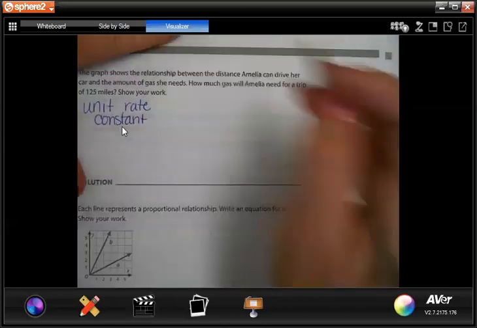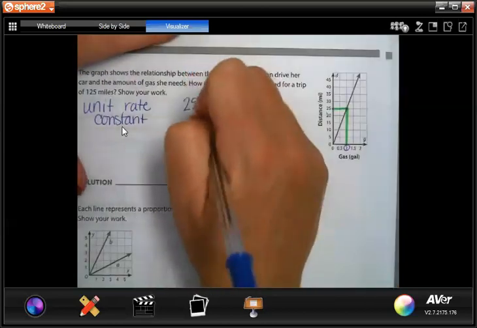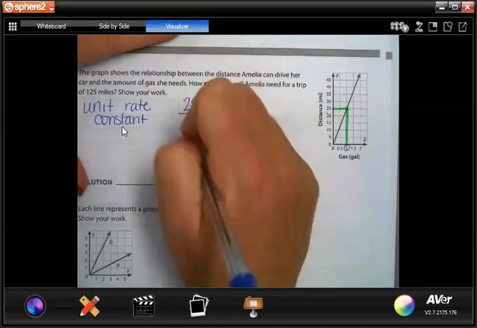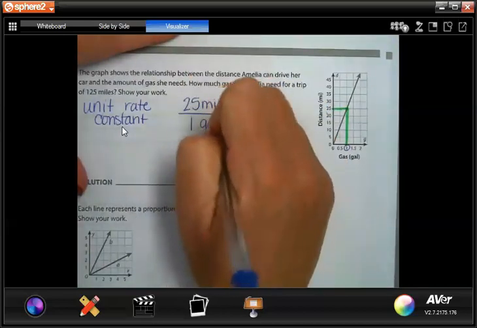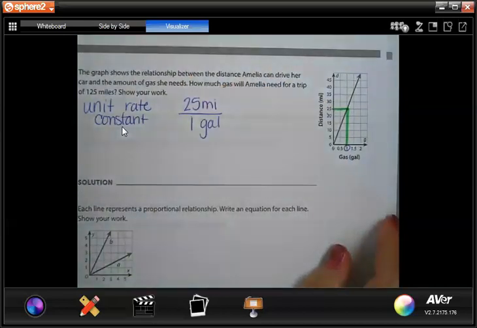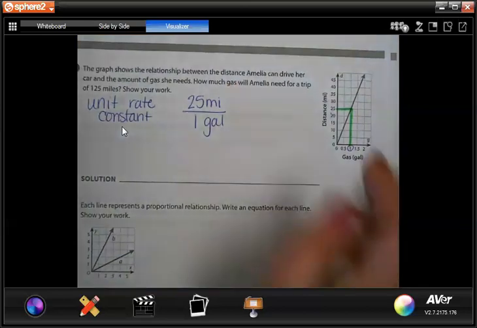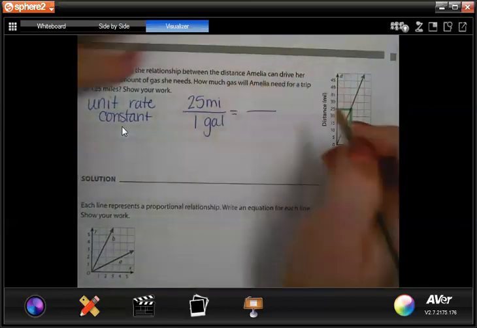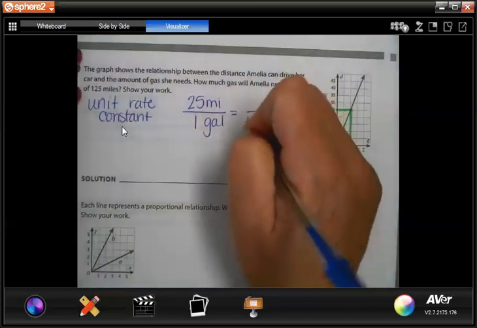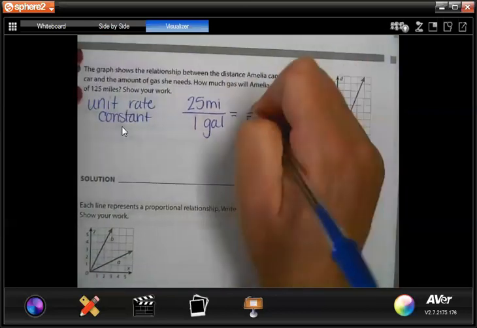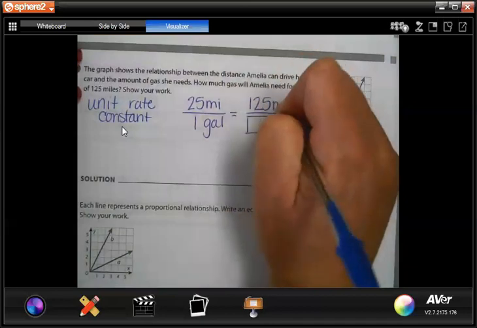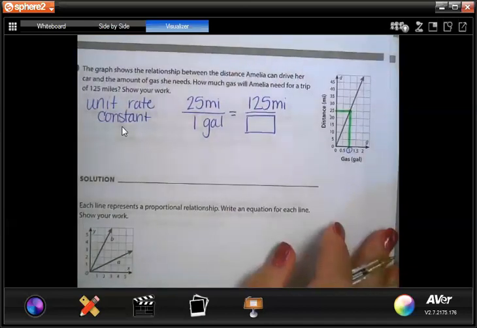So if I go over to find out how many miles 1 gallon of gas will give us, it's 25. So we found out that 25 miles takes 1 gallon of gas. Okay. All right. So that is my unit rate. Now we go back to what we learned in like lesson 2. We're going to create a proportion. We need to find out how many gallons it is for 125 miles, right?